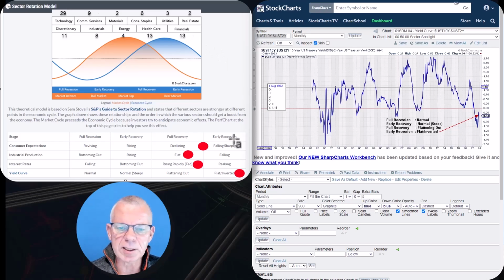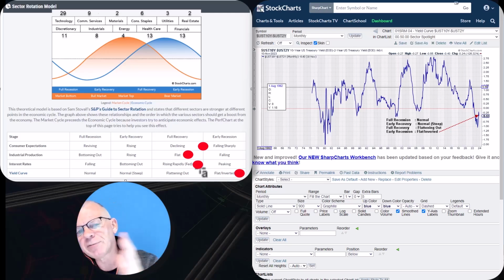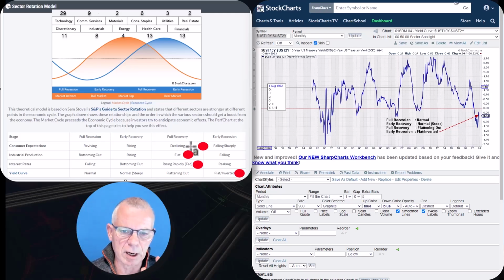So wrapping this up means that we've got consumer expectations somewhere between full recovery and early recession. We've got industrial production and interest rates both in full recovery, flat and rising. And we've got the yield curve in early recession, flat inverted. So we're shifting to the right-hand side of this graph.